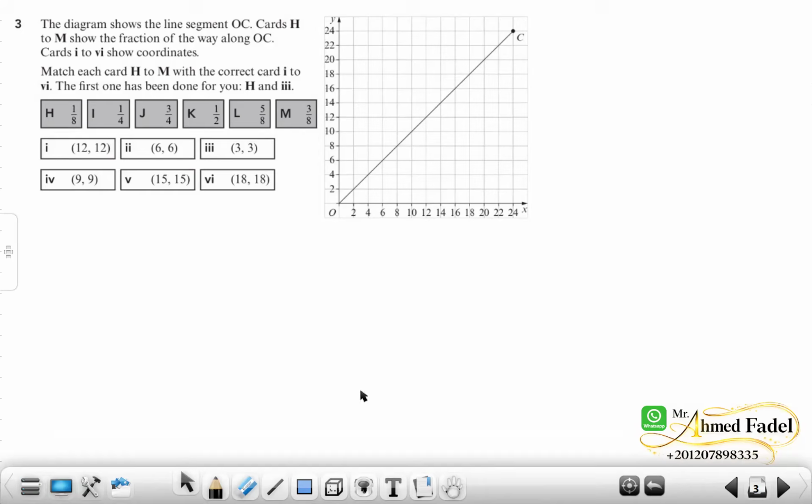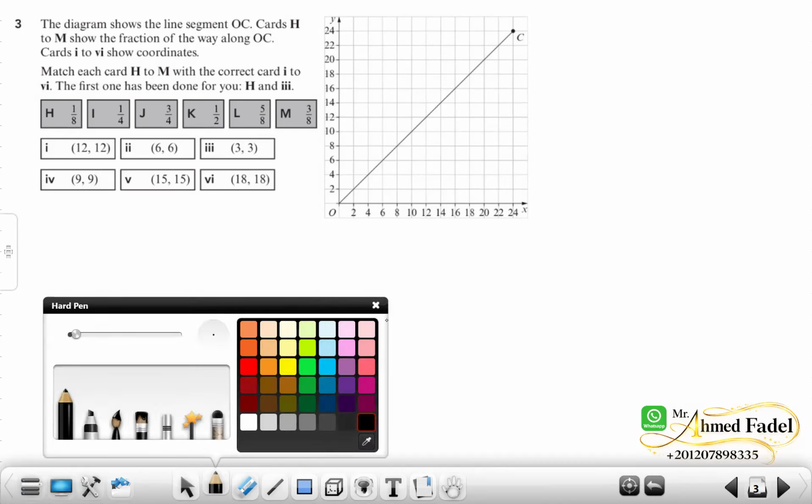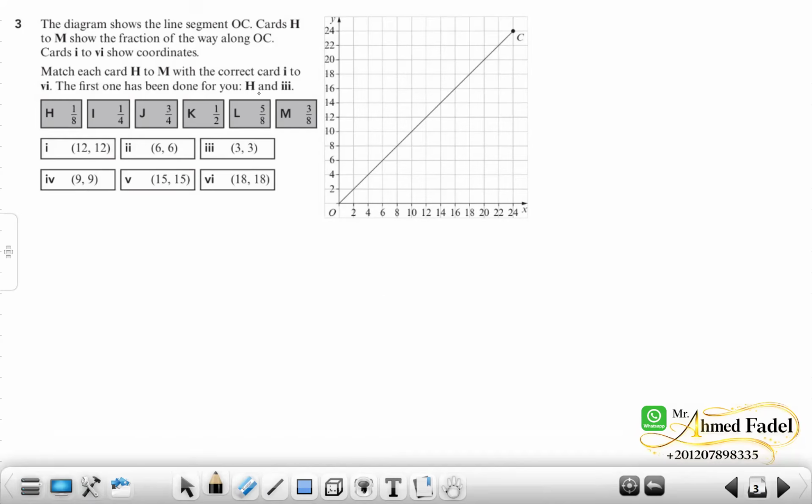In today's video, we are going to discuss lesson 13.2, which is all about points on a line segment. The first question from the workbook is question 3. It says the diagram shows the line segment OC. Cards H to M show the fraction of the way along OC. Cards I to VI show the coordinates. So here we see the fraction of the line, and here are the coordinates. We need to match them.